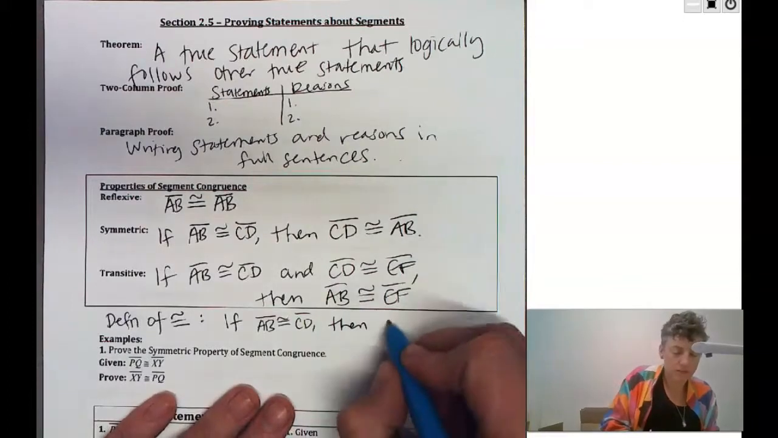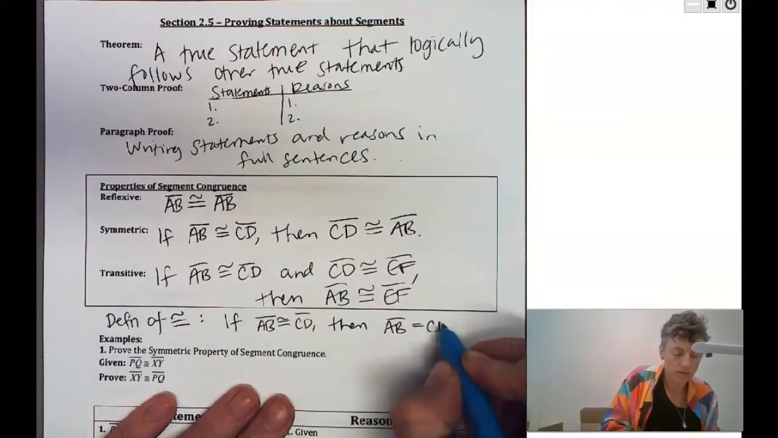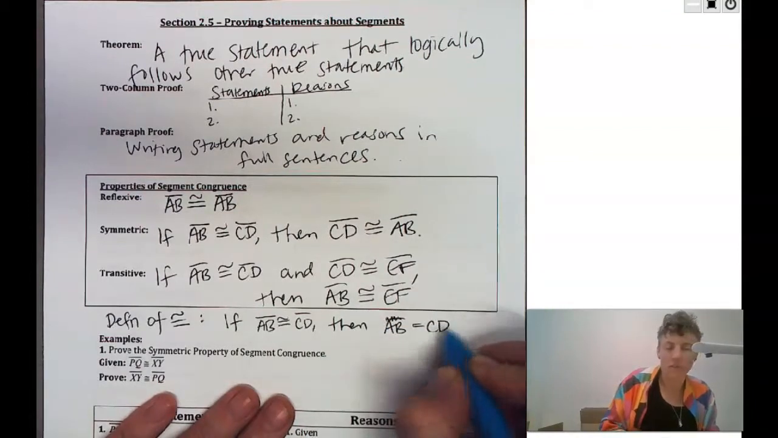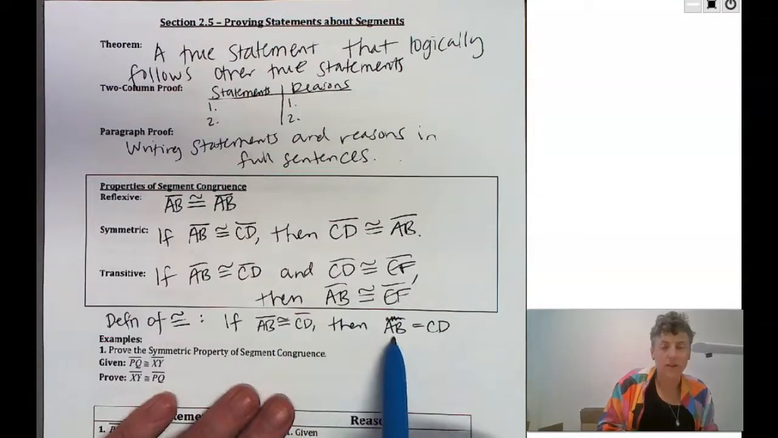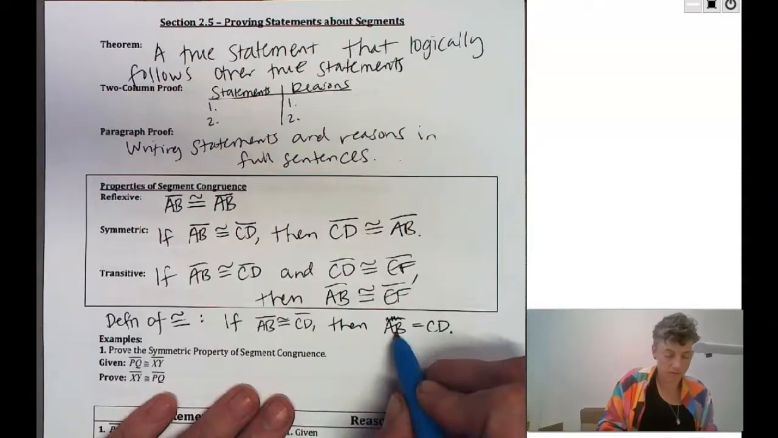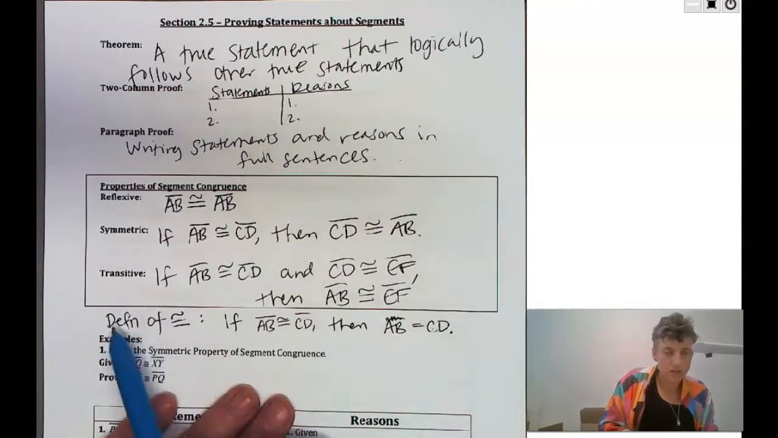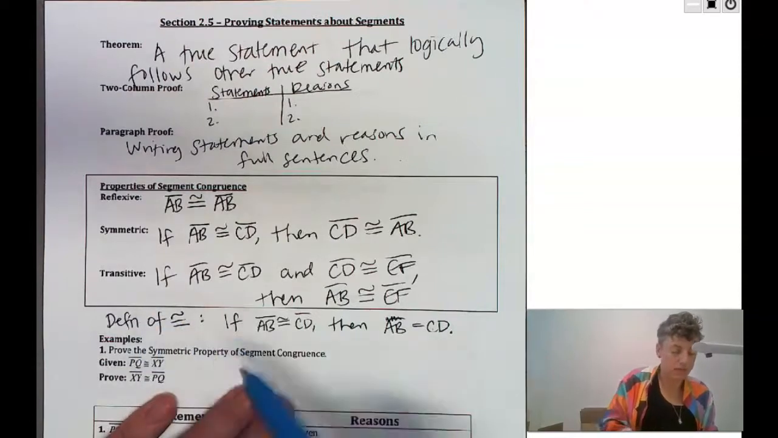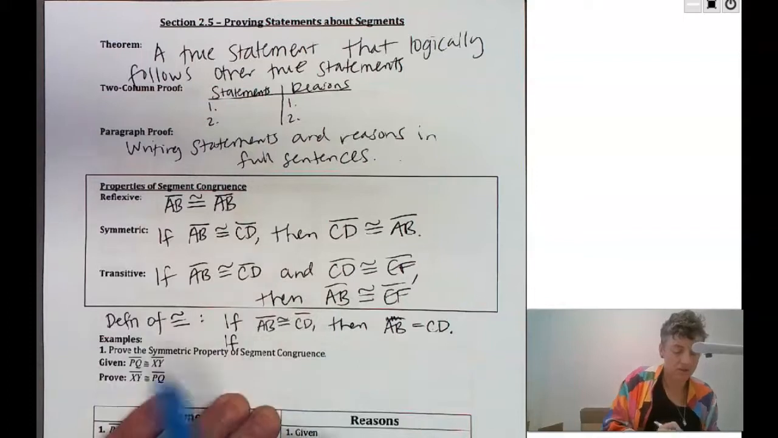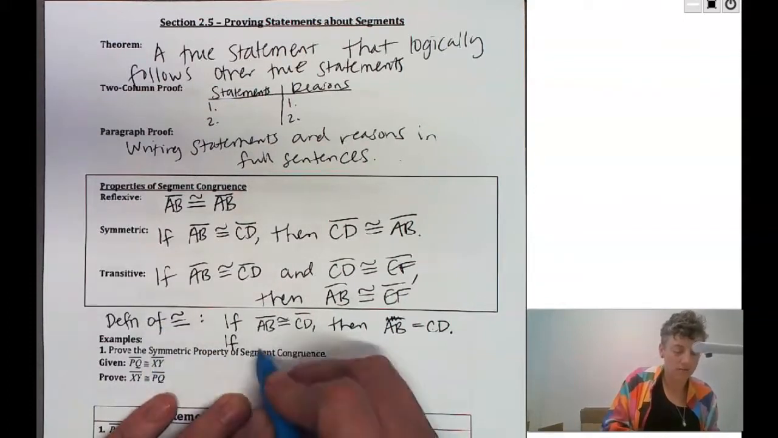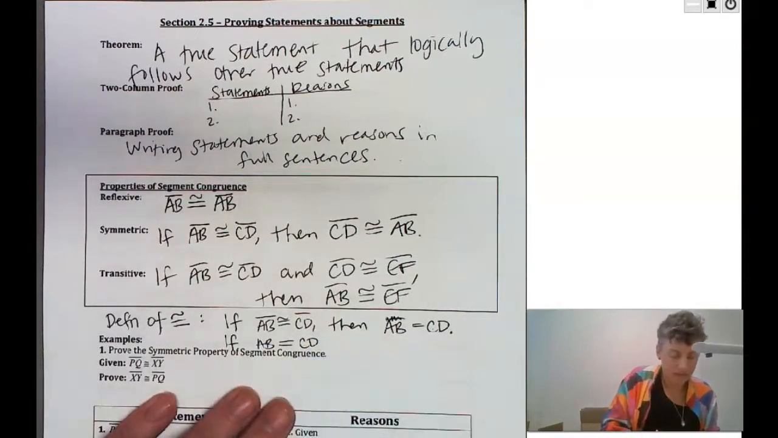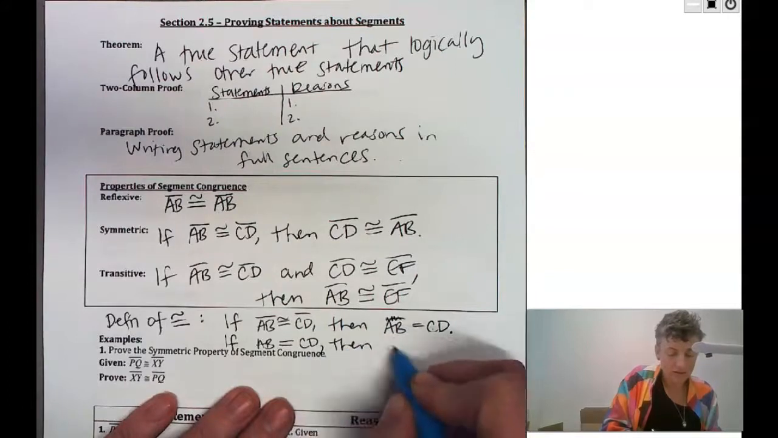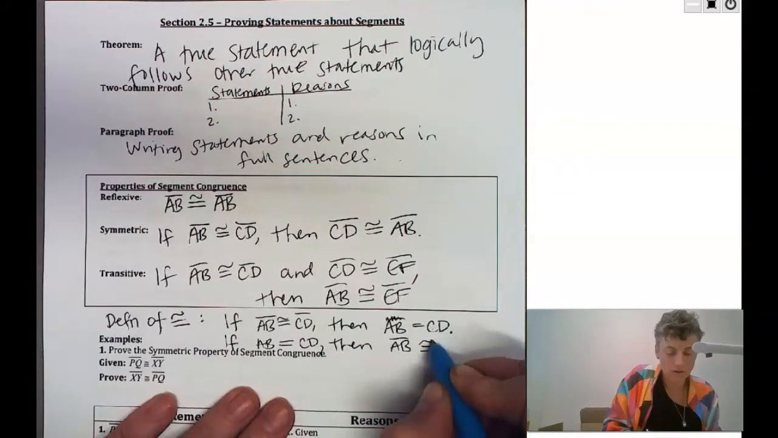So AB is equal to, sorry, don't put the bar on top. If we're talking about measures, we don't put the bar on top. So if AB is congruent to CD, then their measures are equal. AB equals CD. That means their measures are equal. That's by the definition of congruence. And the reverse is also by definition of congruence. The converse is also true. If segment AB equals segment CD, meaning their measures are the same, then the segments themselves are congruent.